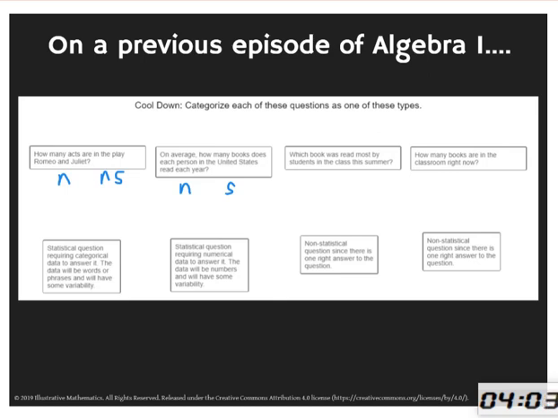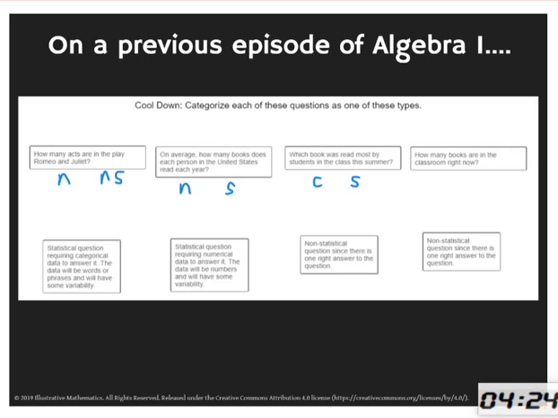Which book was read most by students in the class this summer? This is going to be a categorical question, right? Because the books are a category and not a number. And it's going to be a statistical question because there's going to be variability. There are going to be different books that everybody read this summer.